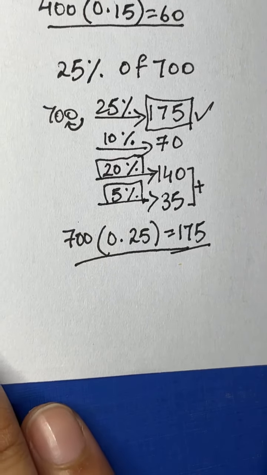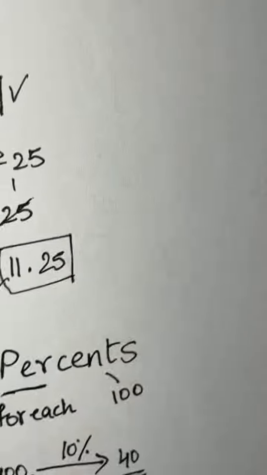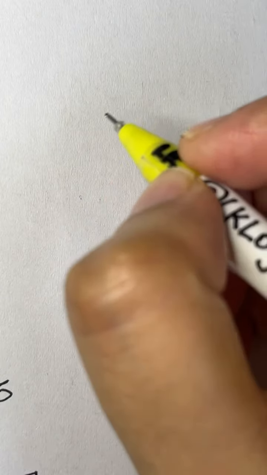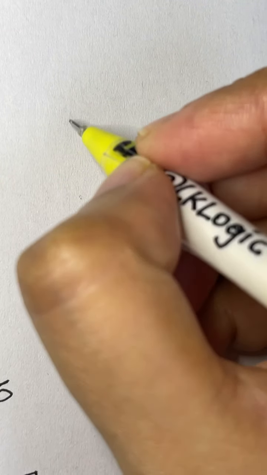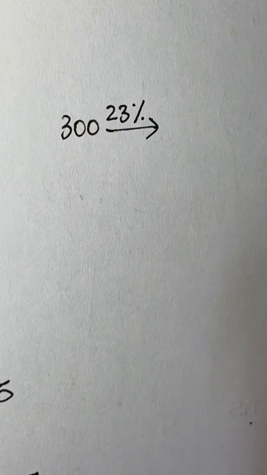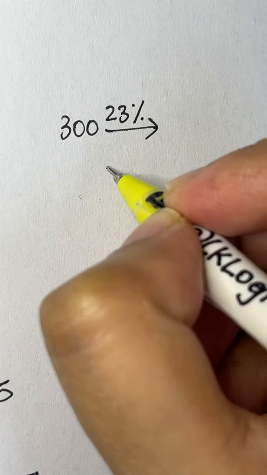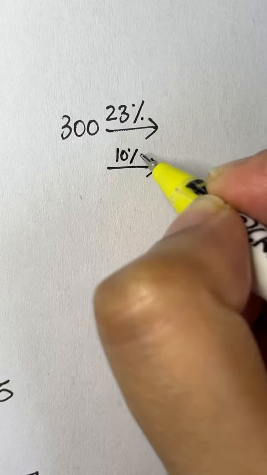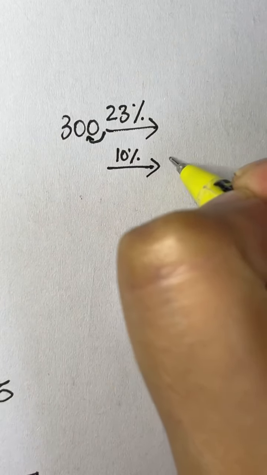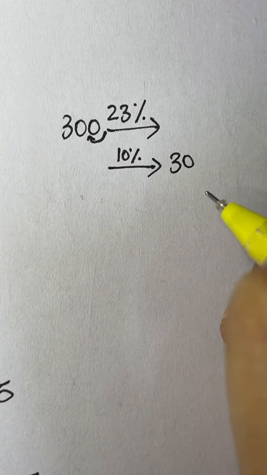Okay, let's see another example. For example, if you're taking 300, 23% of 300. So how are we going to calculate? You're going to find out 10% first. What is 10% of 300? Just move the decimal one slot towards left. That is 30. Okay, so 10% of 300 is 30.